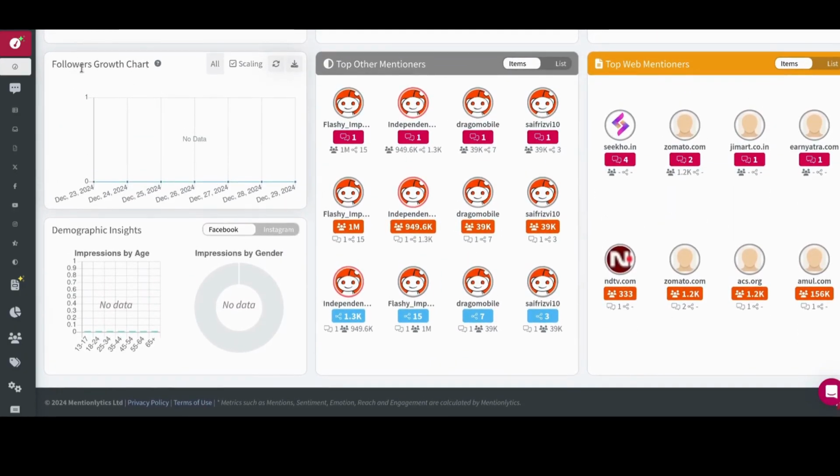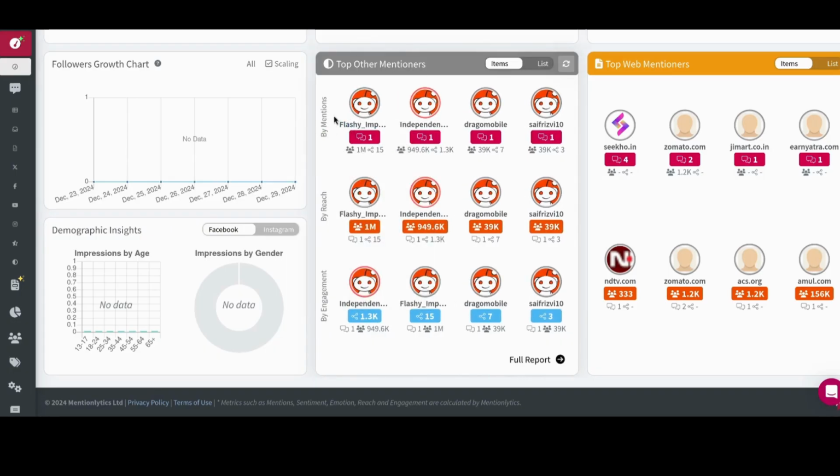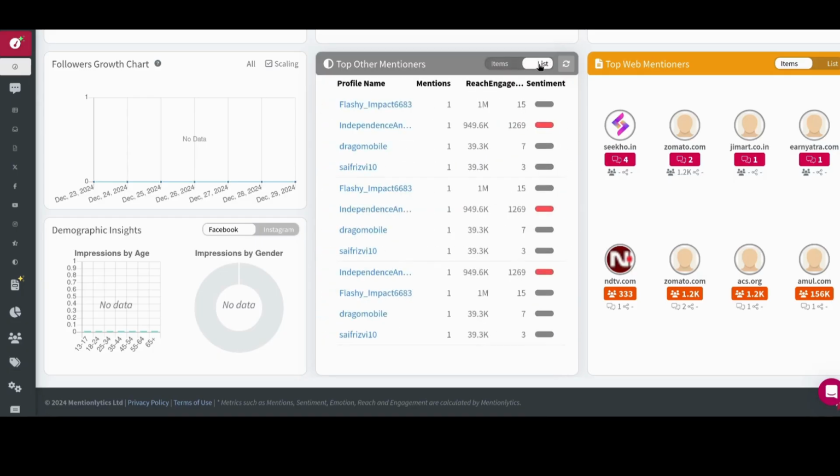After looking at this follower chart, growth chart, we have demographics insights from different platforms like Instagram, Facebook. Then we have a followers growth chart based on different years. Then there are top mentioners by mentions, by reach, by engagement. So it gives a graphical result, and this is very easy to understand and analyze.